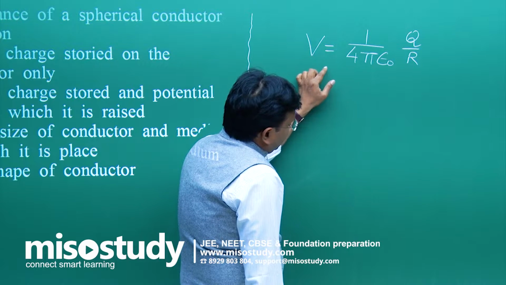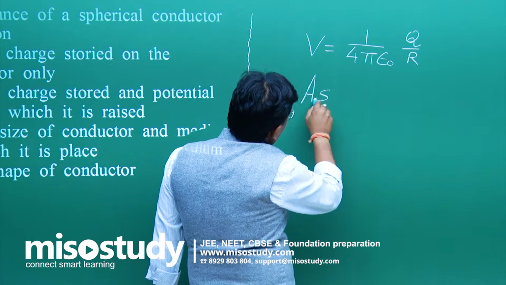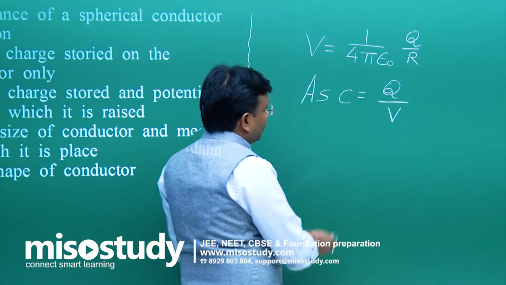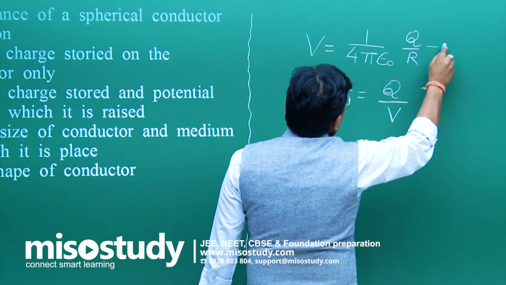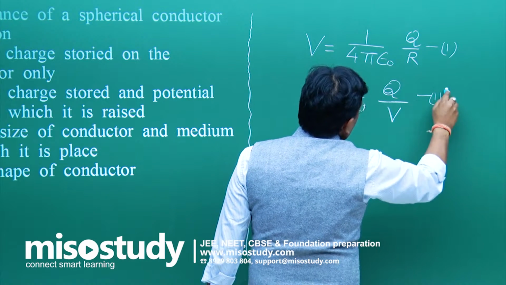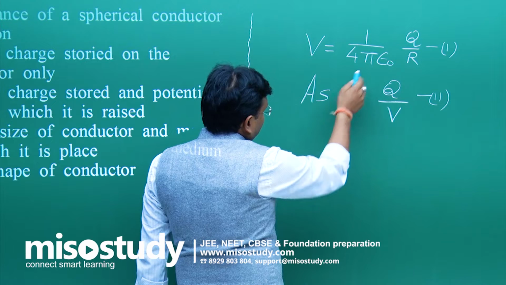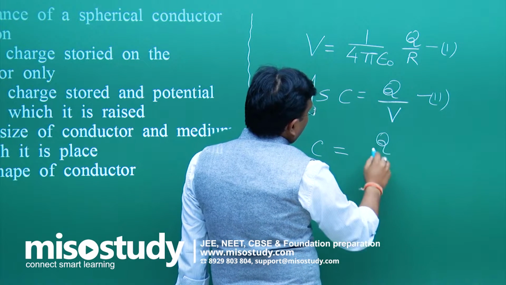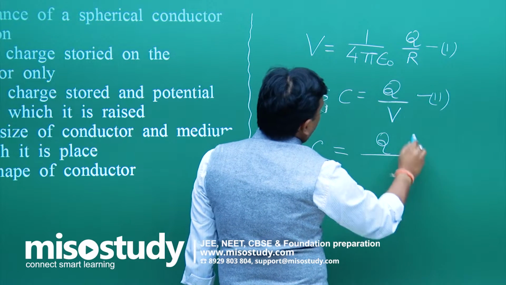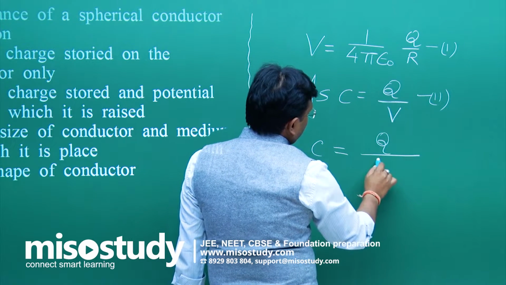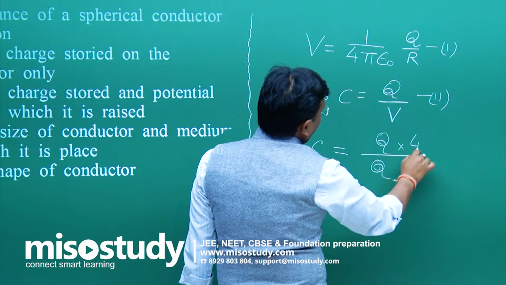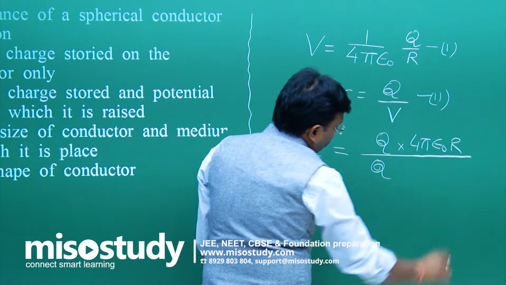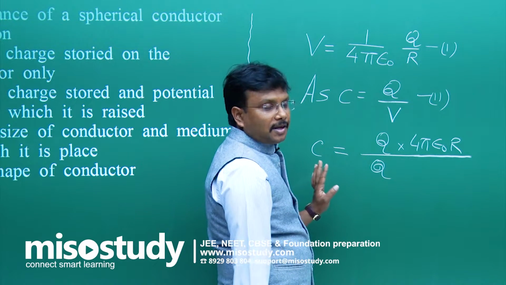So from here, C is equal to Q by V. Place the value of V from equation number 1 in equation number 2. Therefore C is equal to Q upon Q into 4 pi epsilon naught R. I hope you all are comfortable with this expression.